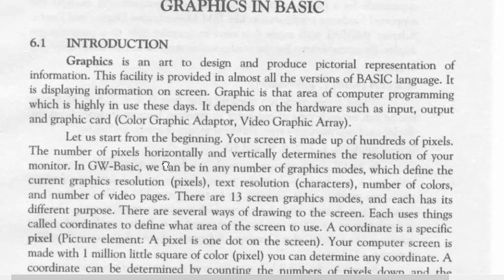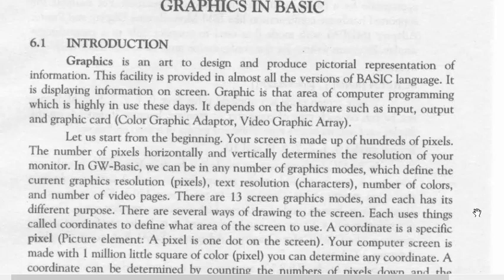Let us start from the beginning. Your screen is made up of hundreds of pixels. The number of pixels horizontally and vertically determines the resolution of your monitor. In GW-BASIC, we can be in any number of graphics modes, which defines the current graphic resolution pixels, text resolution characters, number of colors and number of video pages. There are 13 screen graphics modes and each has its different purpose.